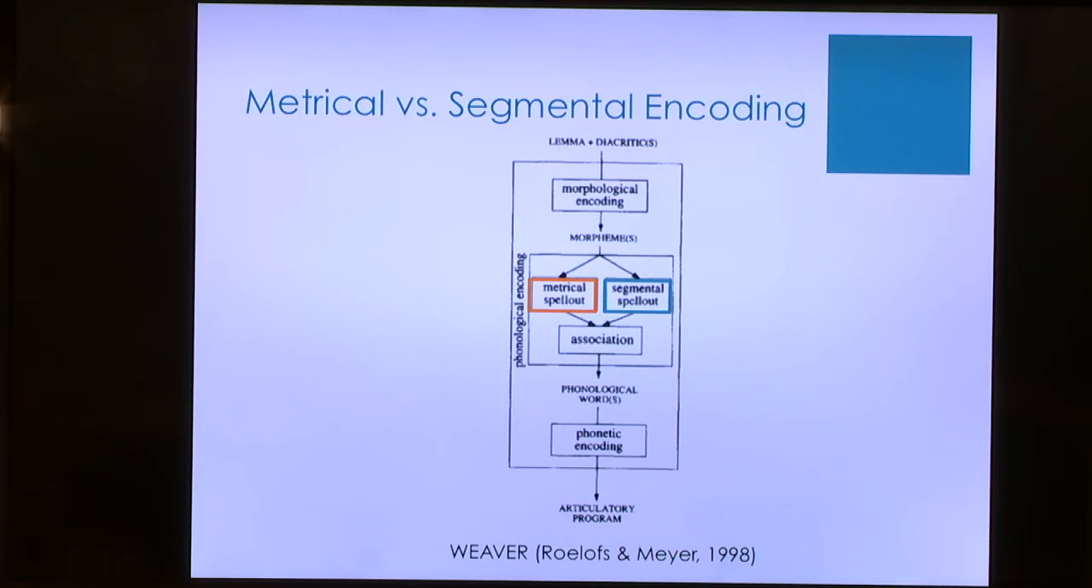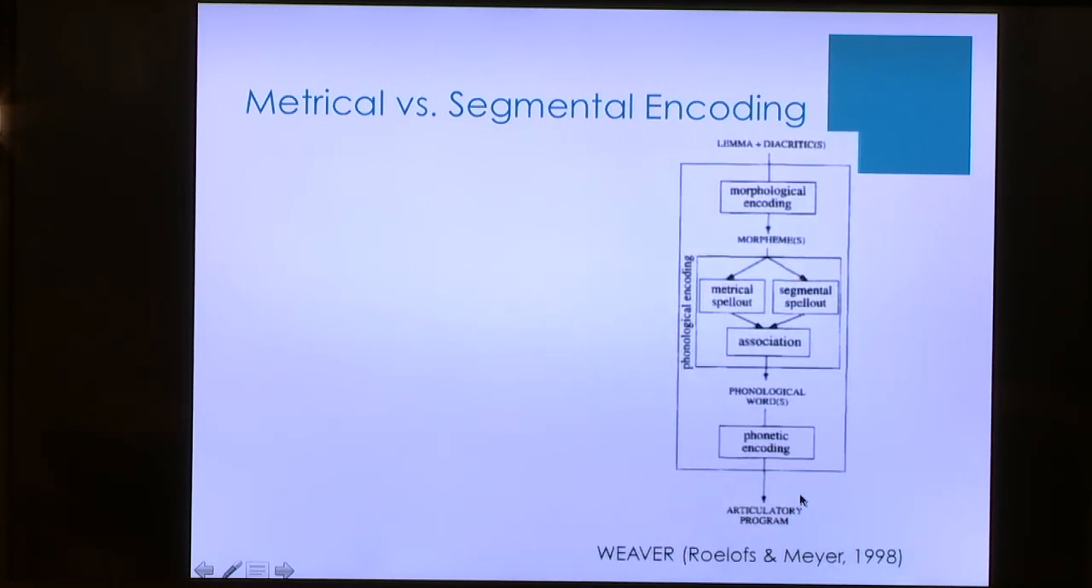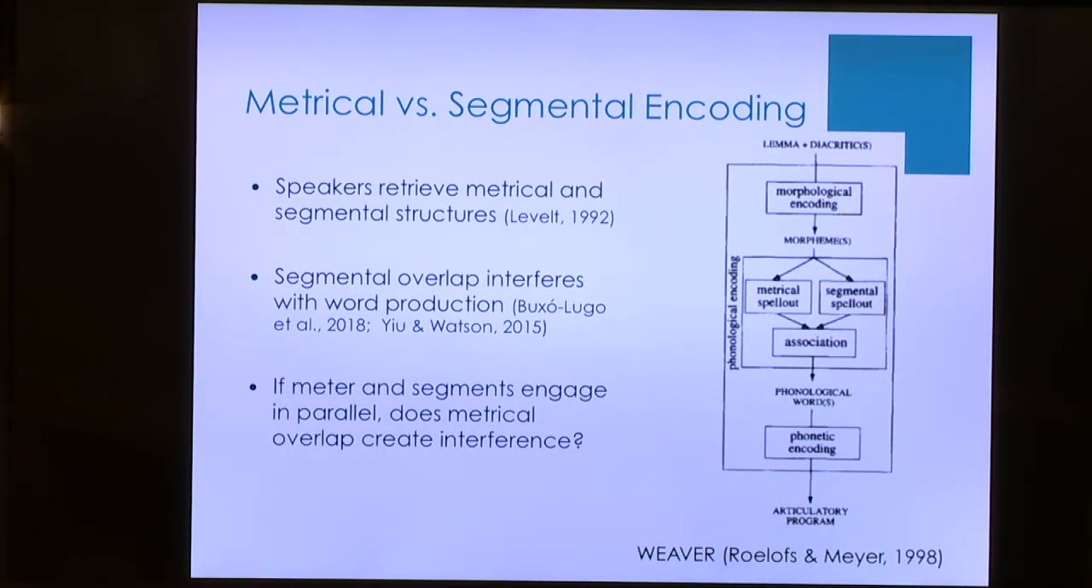as opposed to when only meter or segmental overlap is in that condition. So this supports the hypothesis that speakers retrieve metrical and segmental structures independently before associating them in syllabification. And we know that segmental similarity causes some interference in word production. So if meter and segments are engaged in similar ways, if they're similar processes, then we should also see this same interference due to metrical similarity in words. And that's the research question driving this work.